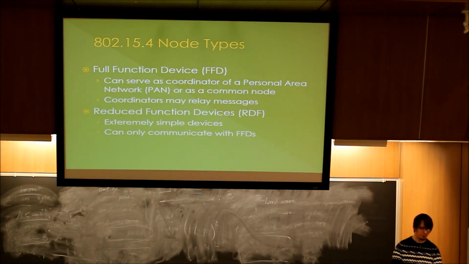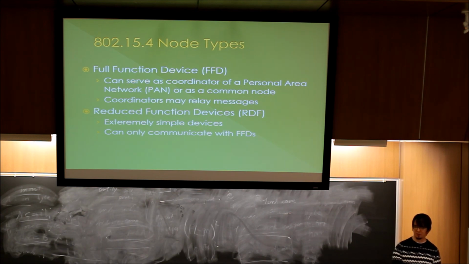So there's a couple of different node types in 802.15.4. You have full function devices and reduced function devices. Full function devices have all the capabilities of the module, and they can act as a coordinator for your network. So they're able to transmit to whoever they want. They can stay on all the time and can manage a network if you need them to. Or they can act as a router in a ZigBee network when we get there.